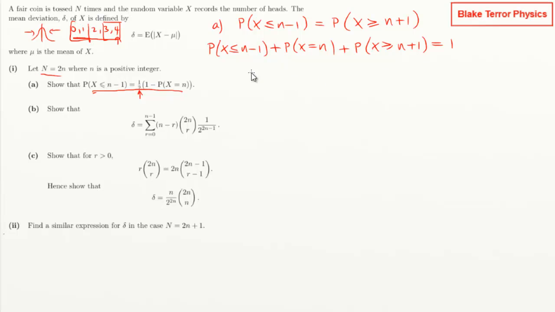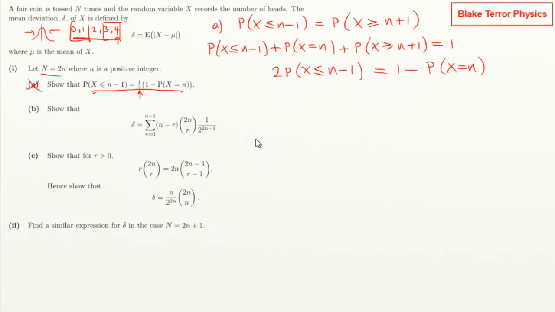So as I say, you might have seen this sort of thing before. We've now got that 2 lots of the probability of x being less than or equal to n minus 1 is going to be 1 minus the probability of x being equal to n. And now we're just halving everything. And then we've got the answer that we want. Right, so that's warmed us up, and it's got us in the mindset that we are looking at a symmetrical binomial distribution here. So push on to part B.